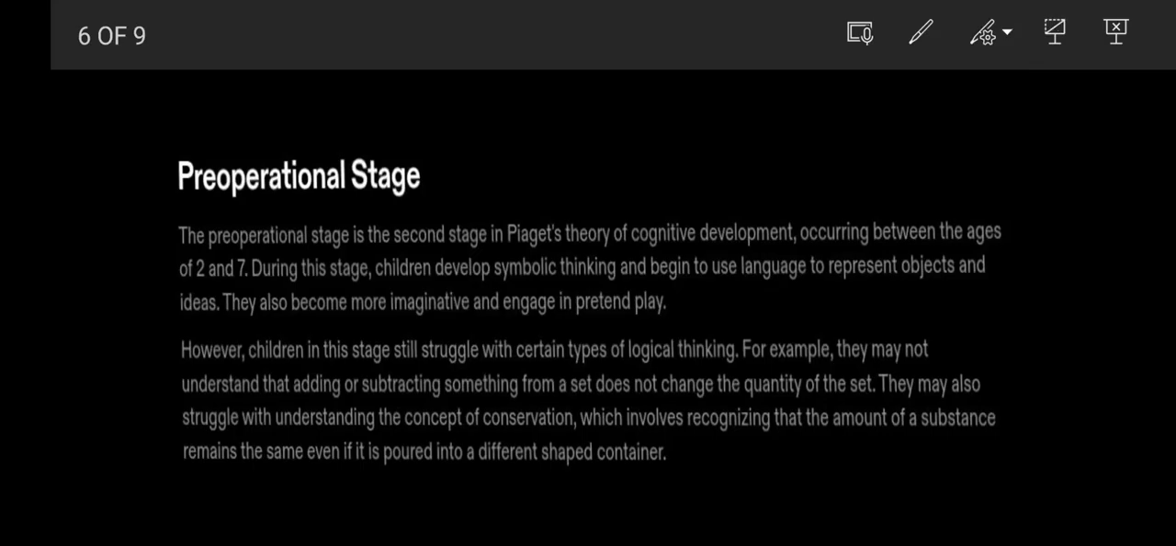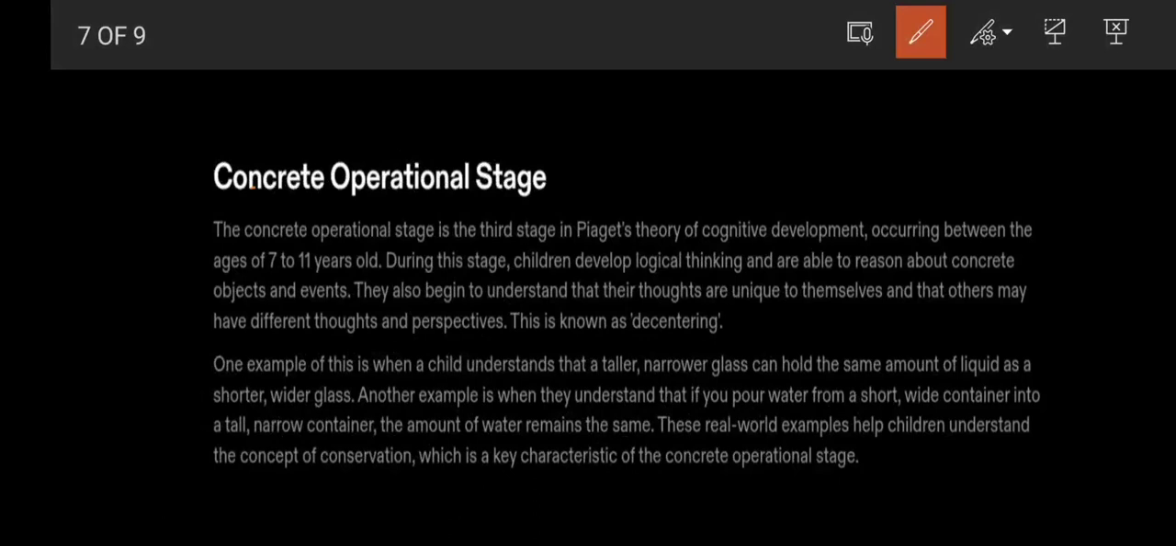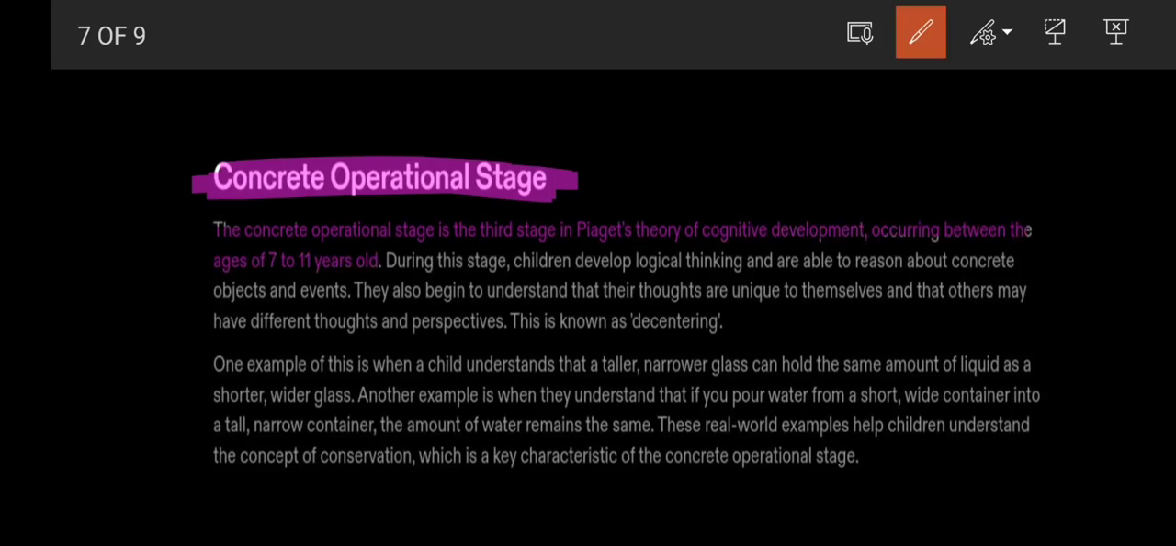So this was all about the pre-operational stage. Here symbolic thought will develop and the child will struggle with conservation. Next is the concrete operational stage. What is this concrete operational stage? The concrete operational stage is the third stage in Piaget's theory, occurring between the ages of 7 to 11 years. During this stage children develop logical thinking and are able to reason about concrete objects and events.